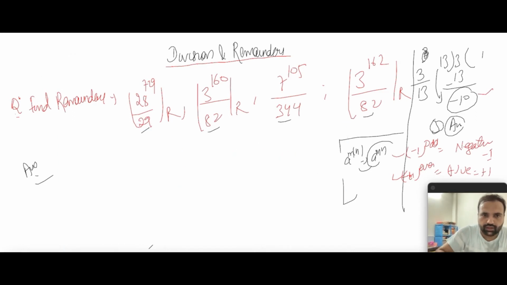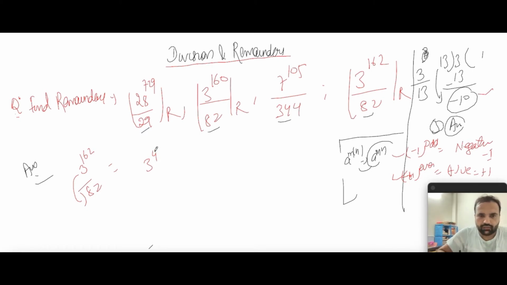So the last one here is 3 to the power 162 by 82. Again, our endeavor over here is that we should get close to 81. But if we do 3 to the power 4, we know that 4 would not divide 162 completely, so we'll get a remainder of 2. So we cannot do anything over here.